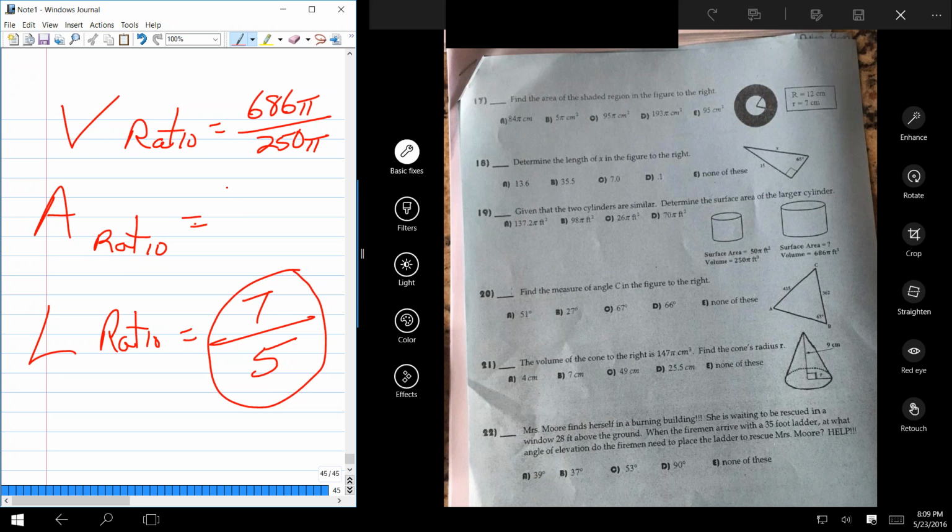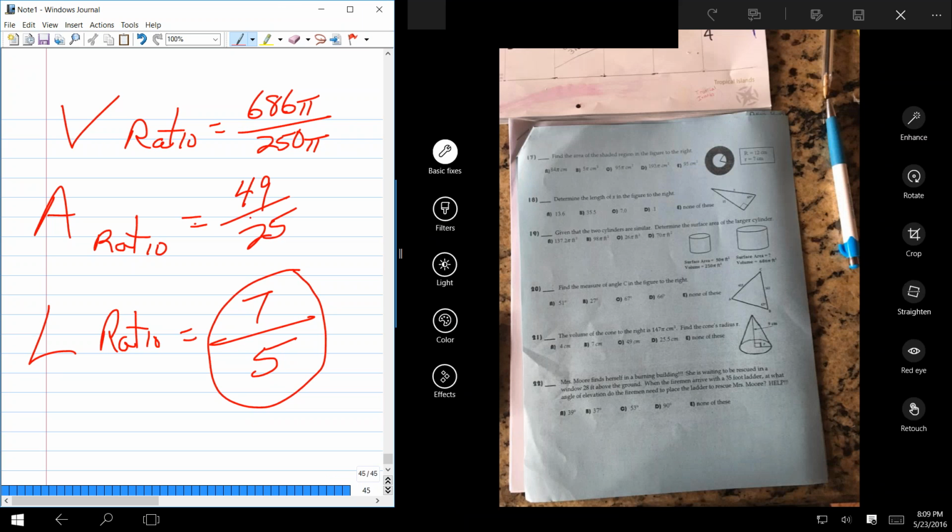So now, that's what I have to work with. I know the area ratio is 49 over 25, and even though they say surface area, it's the same thing. In other words, linear ratio, area ratio, and volume ratio, it doesn't matter whether this is just an area or a surface area. The same math applies.